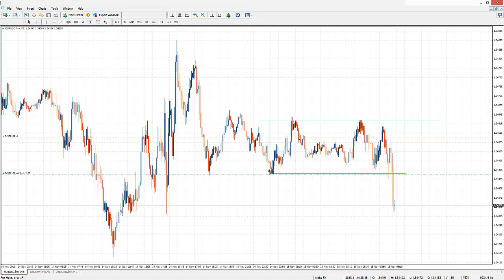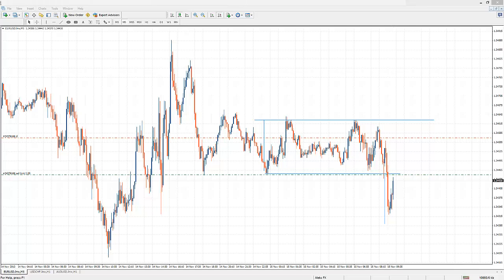Now we can measure the actual take profit area. All that is, is measure the width of the actual pattern or rectangle. We measure the height and we extend that distance from the breakout point. So this is the area right here I'm looking for the take profit.